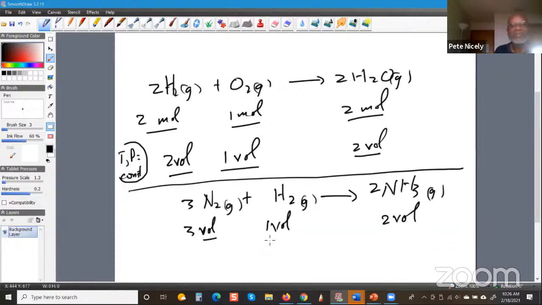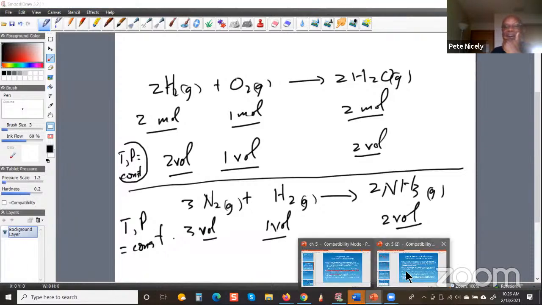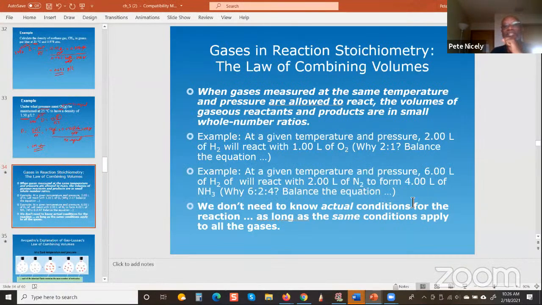Again, it doesn't matter what the volume units are. It could be liters, gallons, whatever. The ratios of the volumes would be the same as the mole ratios, again, if the temperature and the pressure of all the gases are the same. So that's basically what this particular law of combining volumes is all about.